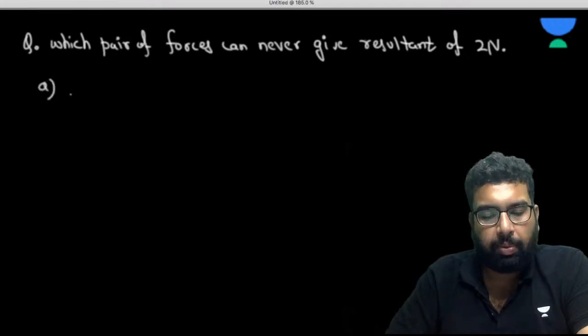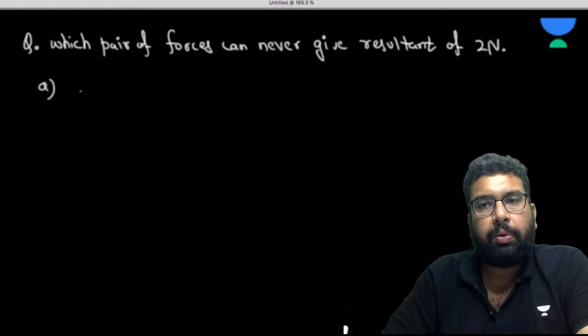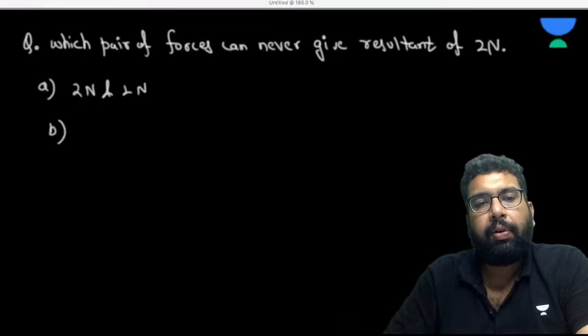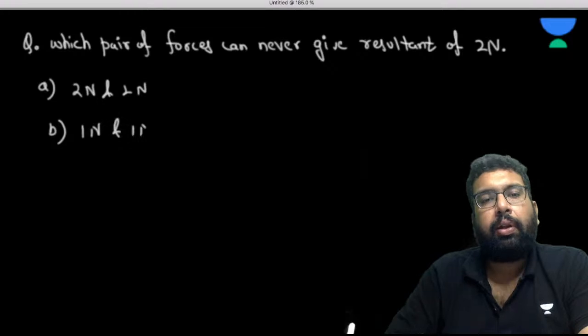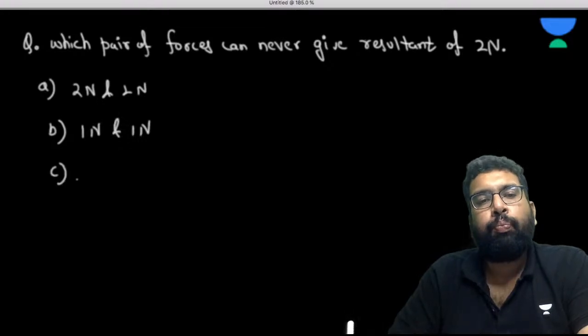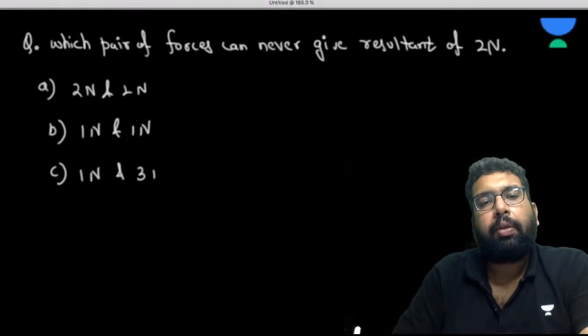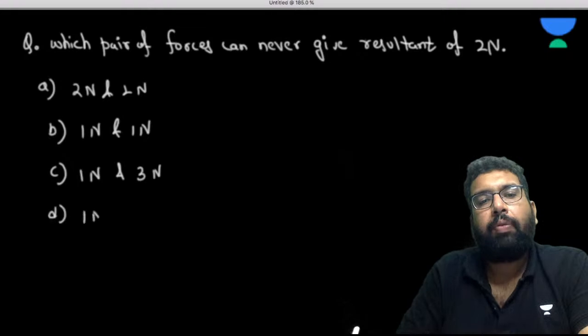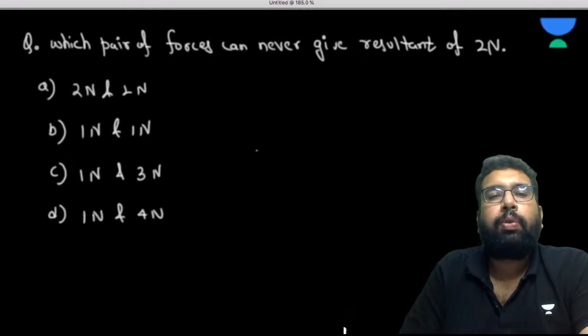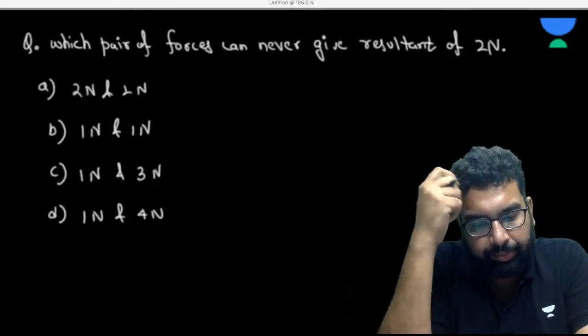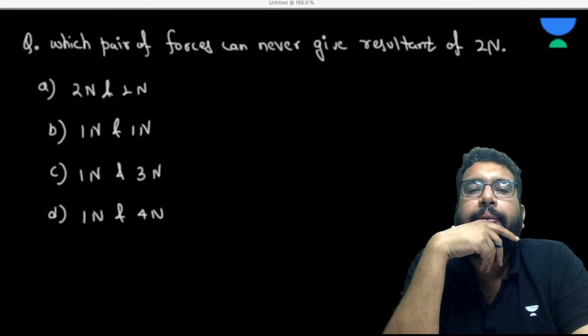Let us have some options. 2 Newton and 2 Newton. Then 1 Newton and 1 Newton. Then 1 Newton and 3 Newton. And 1 Newton and 4 Newton. Now, which pair of forces can never give a resultant of 2 Newton? Can you please tell me that? Please go for it. Please try to answer it.